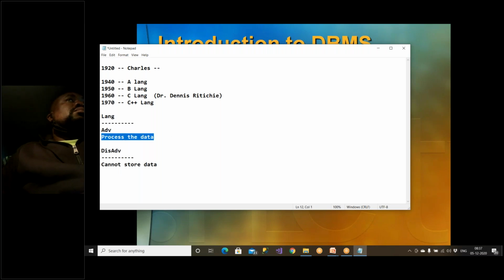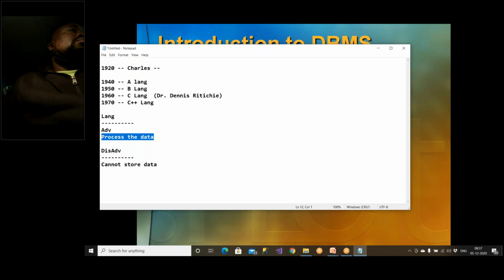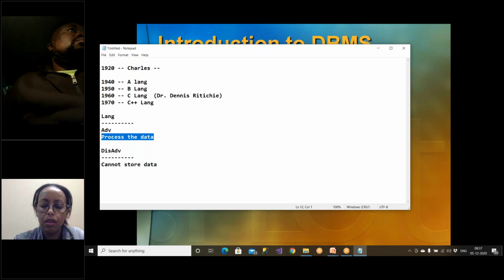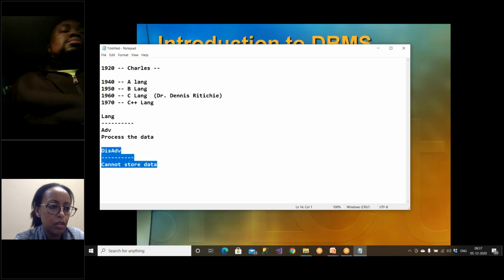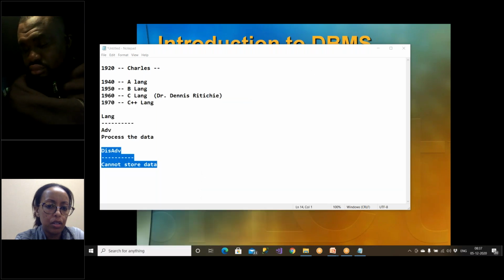You give me 1 million numbers, I can do the total. I can do the sum. I can find the average. I can find the maximum number, minimum number. I can sort the data. Any work you give me, I should be able to do as a language. A, B, C, C++, Java, .NET, Android, any language is good in processing the data. Remember this. Language is bad in storing the data. Remember this point. Clear? So now what happened in the 1950s and 60s?